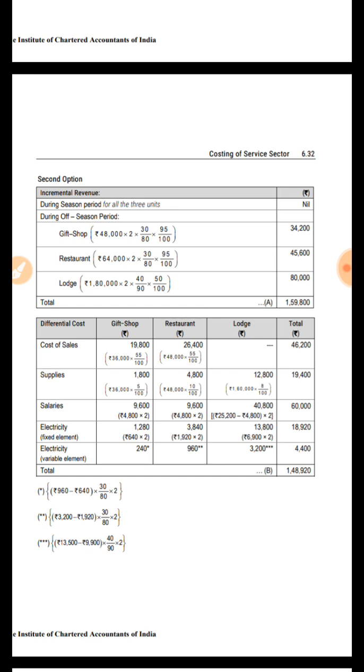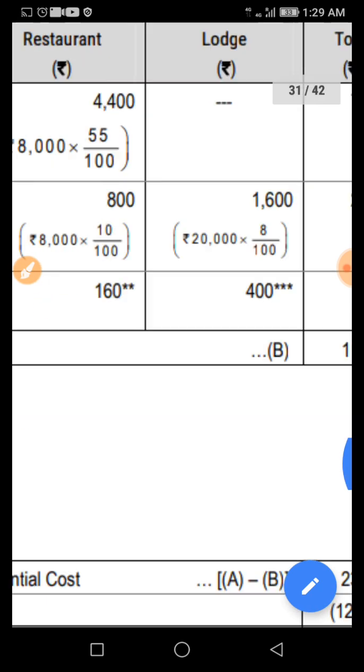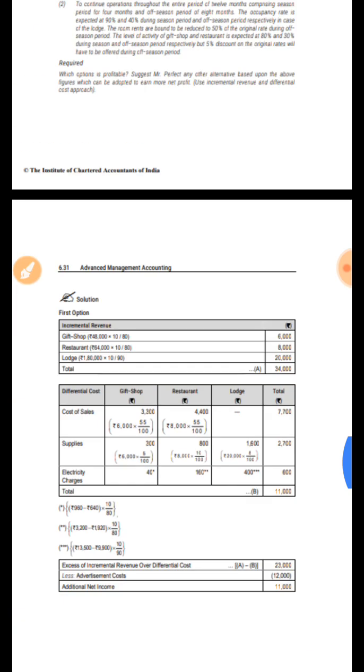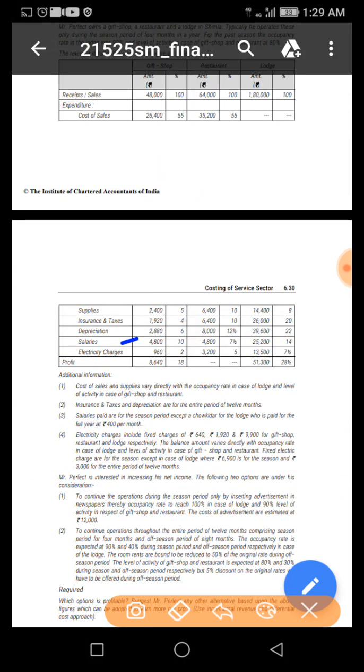Since for another 8 months we have to give, no, so that 4,800 was for one season. One season is having 4 months. So this is 8 months. So one season of 4 months, another season of 4 months. So 2 seasons are there. So that's why 2 into 4,800. 2 into 4,800. See, this 4,800. This 4,800. Okay.